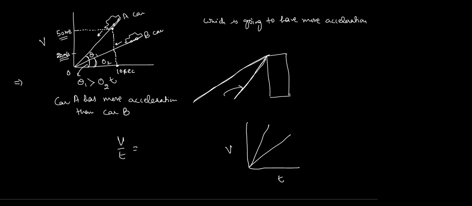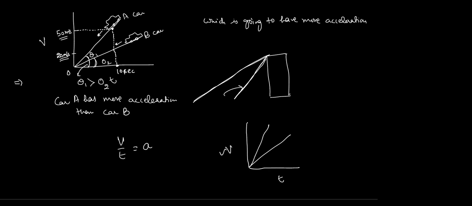V by T gives you acceleration. When we have V and T, whatever value is placed here and whatever value is placed here, if we bring them into P upon Q form, like fractional form, the resultant value gives you the slope of the line. Okay, for example, just concentrate again.